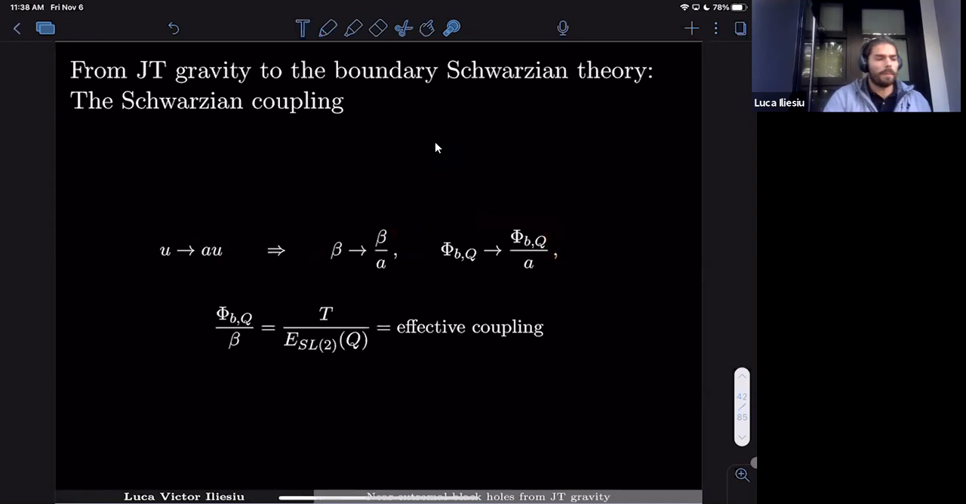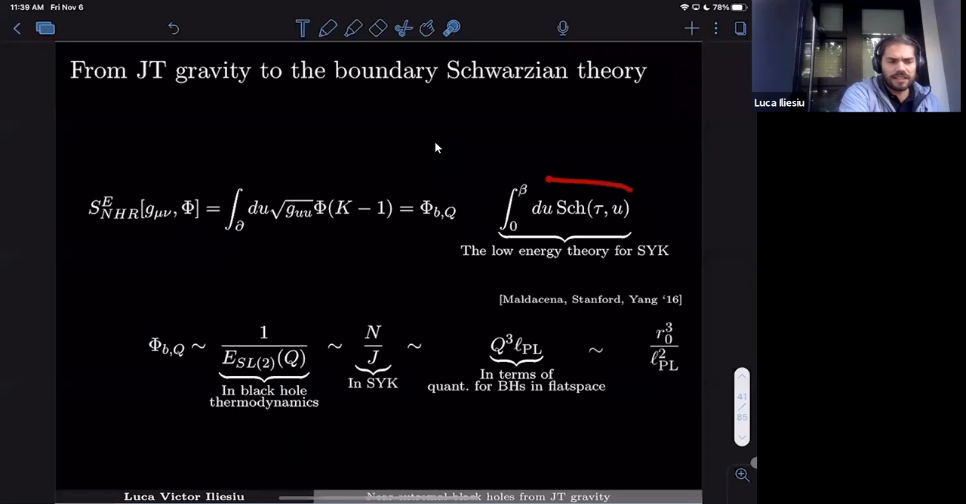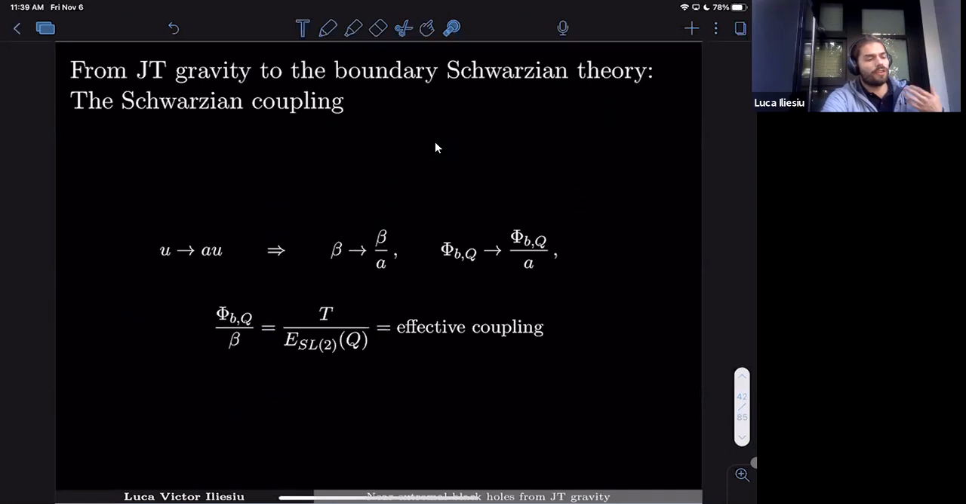So by doing this and observing that the Schwarzian has this property, you can easily see that the partition function of the theory only depends on the ratio phi_b of q over beta. So that's precisely the scale T over E_SL2 that I discussed in the beginning of the talk. So this will serve as essentially the effective coupling of this theory. So in other words, when T over E_SL2 is very large, then this theory can be solved by the saddle point approximation. But when T over E_SL2 is very small or order one, this theory becomes strongly coupled.